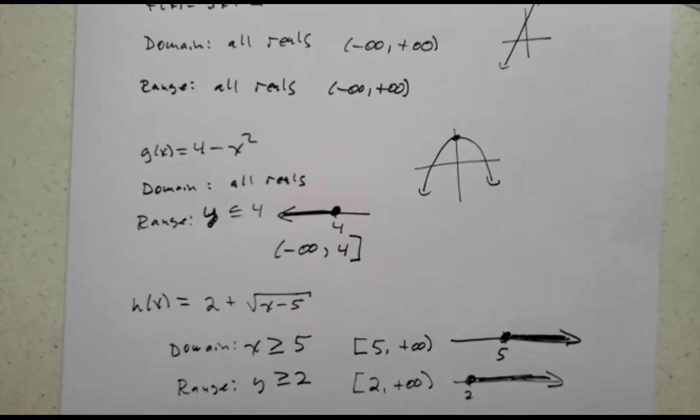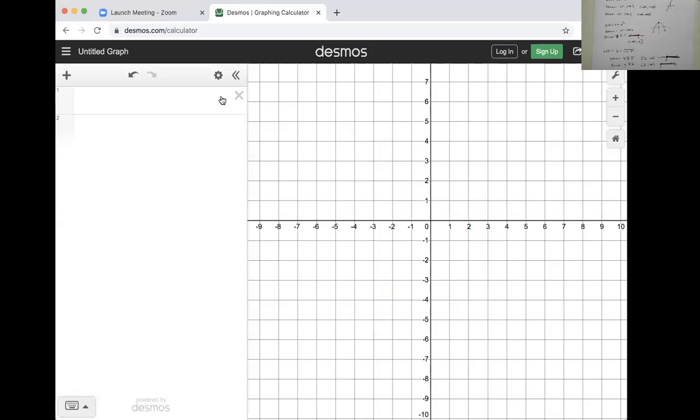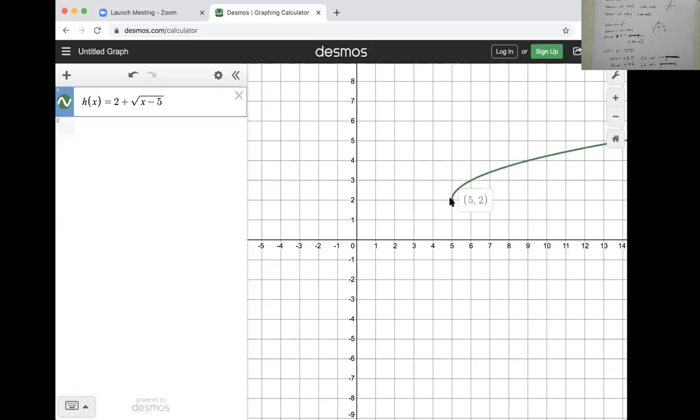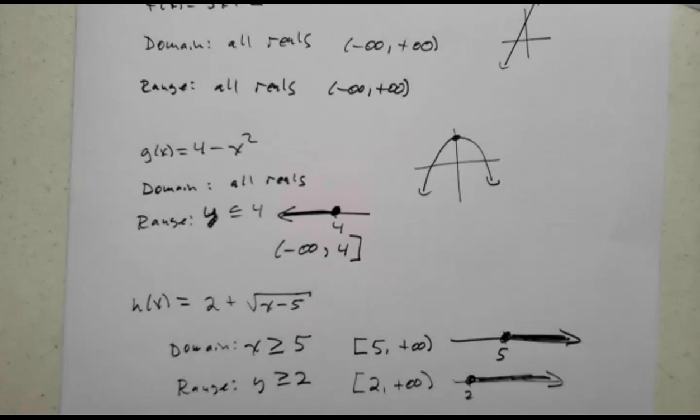So let's go and take a look at Desmos and see what we get for that. So we have h of x equals 2 plus the square root of x minus 5. I guess I don't need the parentheses here. And you can see no x value is below 5. Now it gets to 5 too. That's as low as it goes. No x values below 5, so my x values go 5 to infinity. How about my y values? No y values below 2. 2 is the lowest y value I have. So indeed, domain 5 to infinity, range 2 to infinity, which agrees with what I said there.